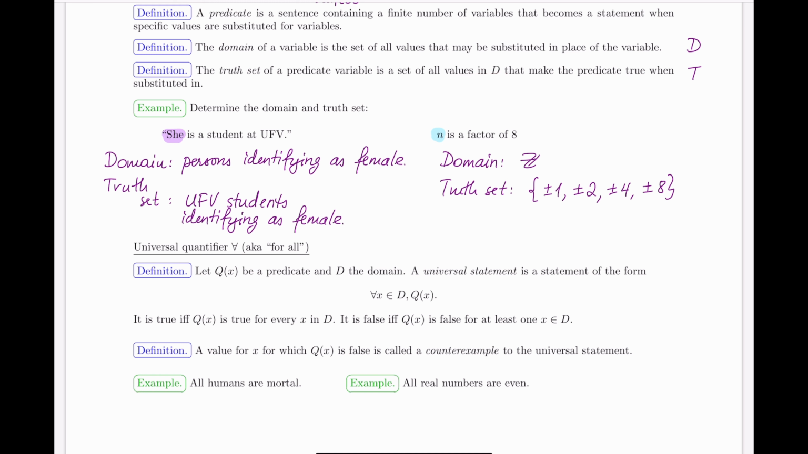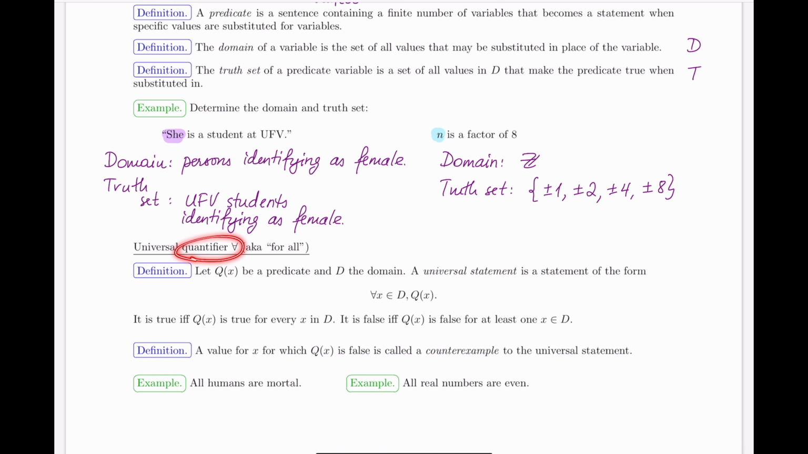Now, we already noticed that this gets to be a lot to write out. So for example, in my persons example, the domain was persons identifying as female, and my truth set was U of V students, again, identifying as female. So there are going to be common portions to all of these, and therefore, it would be nice to develop a shorthand for how to write these down.